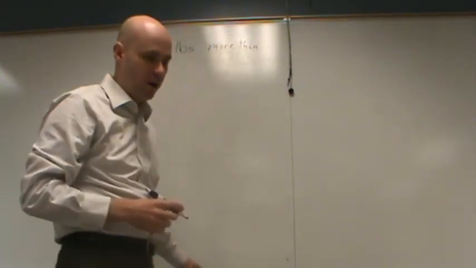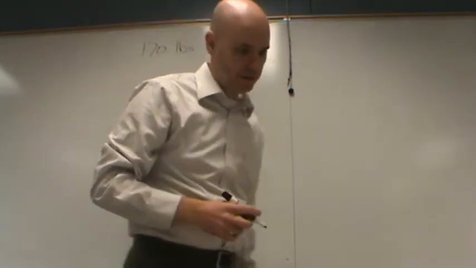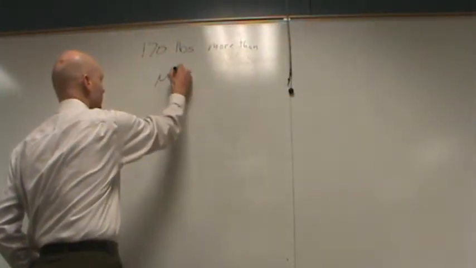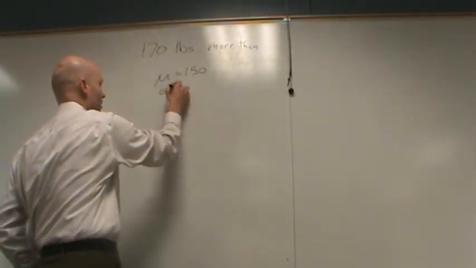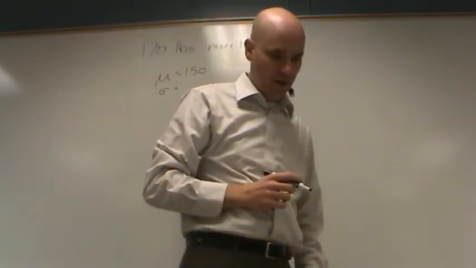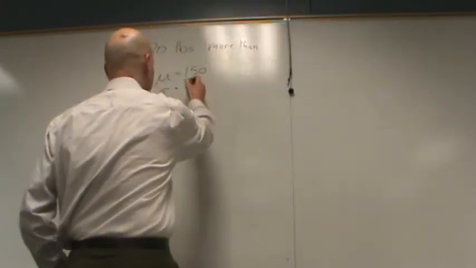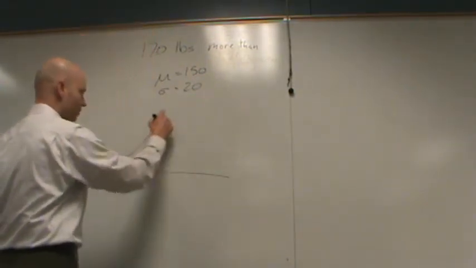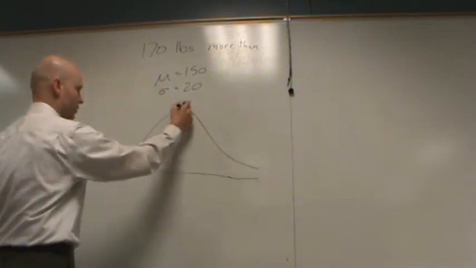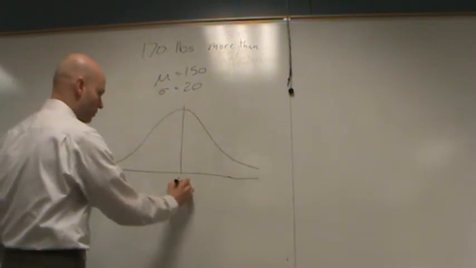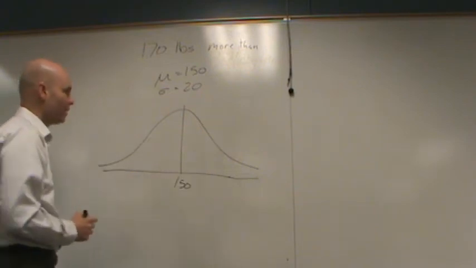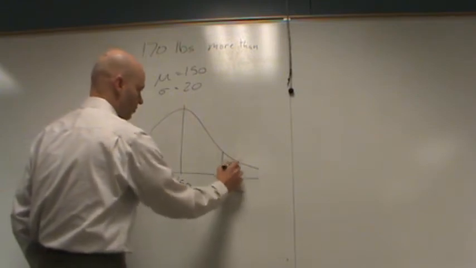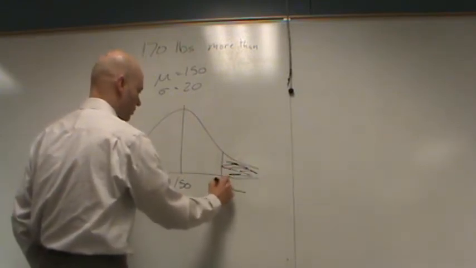If we have a process that has a mean of 150 and a standard deviation, sigma, of 20. What I like to do is draw a crude standard normal. It helps me get a picture of where I'm going with this. I'm interested in everything that is up in this tail, this region here, because I'm at 170.